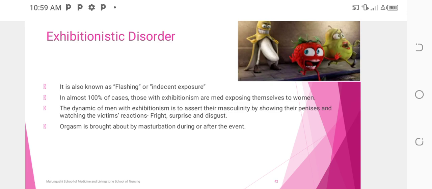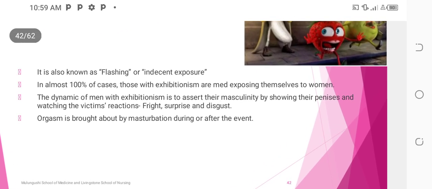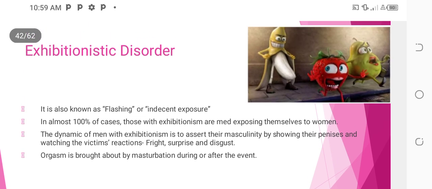In almost 100% of cases, those with exhibitionism are men exposing themselves to women. Pardon the misspelling there. The dynamic of men with exhibitionism is to assert their masculinity by showing their penises and watching the victim's reaction: fright, surprise, or disgust. Orgasm is brought about by masturbation during or after the event.